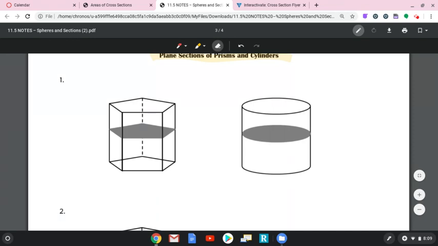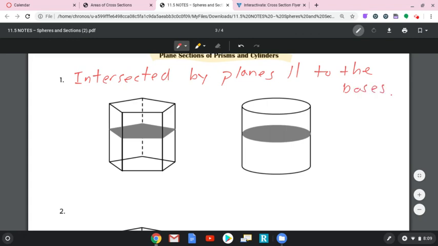So in this case, they are intersected by planes parallel to the bases. And what happens in a case like this? Well, if you take a look at this, if we're intersected by planes parallel to our bases, you'll notice that the cross section is equal, or in this case, the cross section is congruent is the word I want to use. The cross section is congruent to the 2 bases.